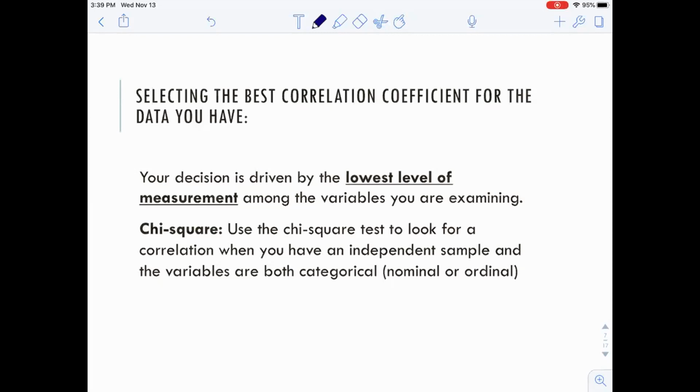Chi-squared we've already talked about, and it feels familiar, but we use the chi-squared test to look for a correlation if we have an independent sample and the variables are both categorical. Categorical encompasses both nominal and ordinal. So we already knew that. We've only looked at 2x2 tables, two outcomes, and then we looked at a cross tabulation. But remember, the chi-squared can be extended to multiple groups or multiple categories, as long as you're looking at two variables, the relationship between two variables.